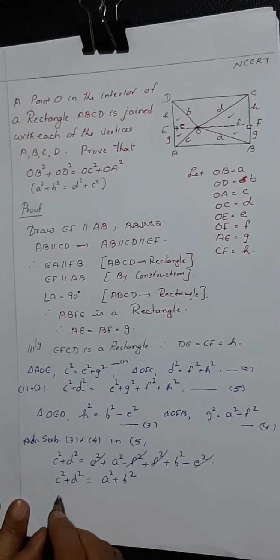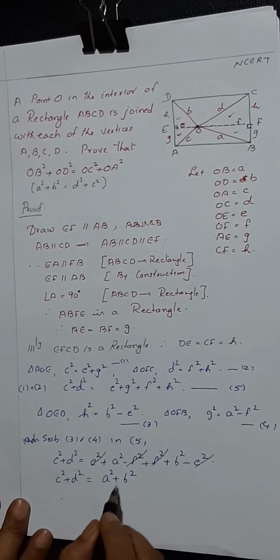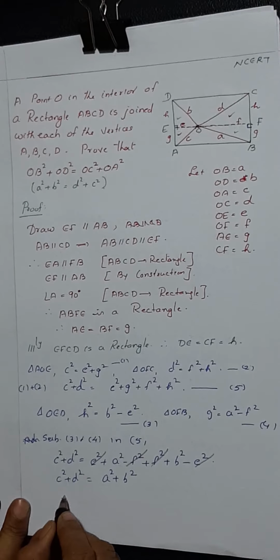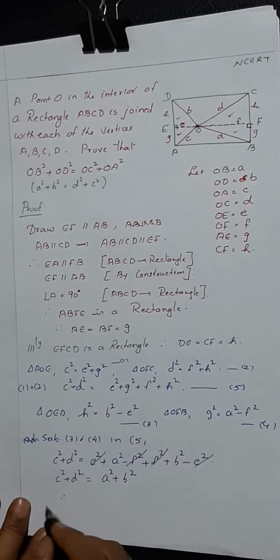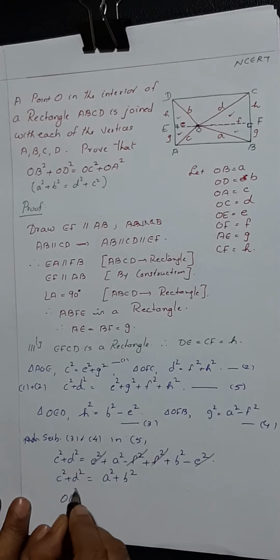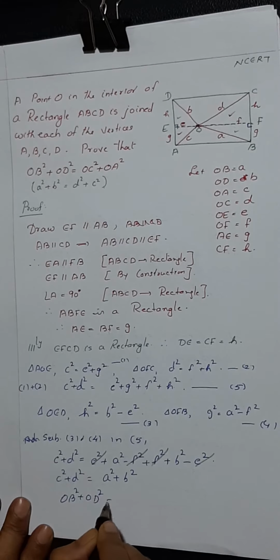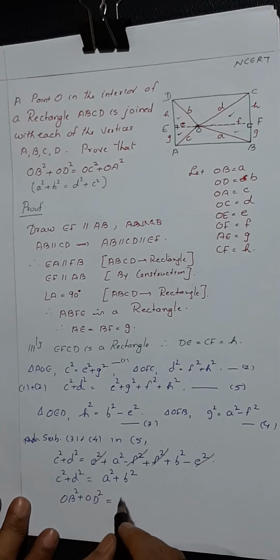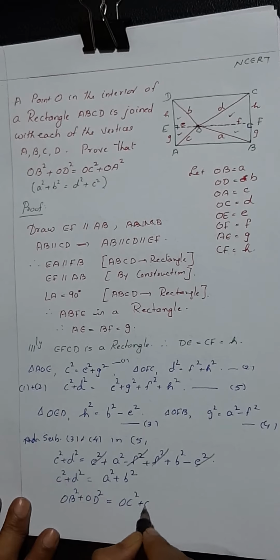So we will rewrite this as A squared plus B squared, where A squared is OB squared and B squared is OD squared. So OB squared plus OD squared is equal to OC squared plus OA squared.